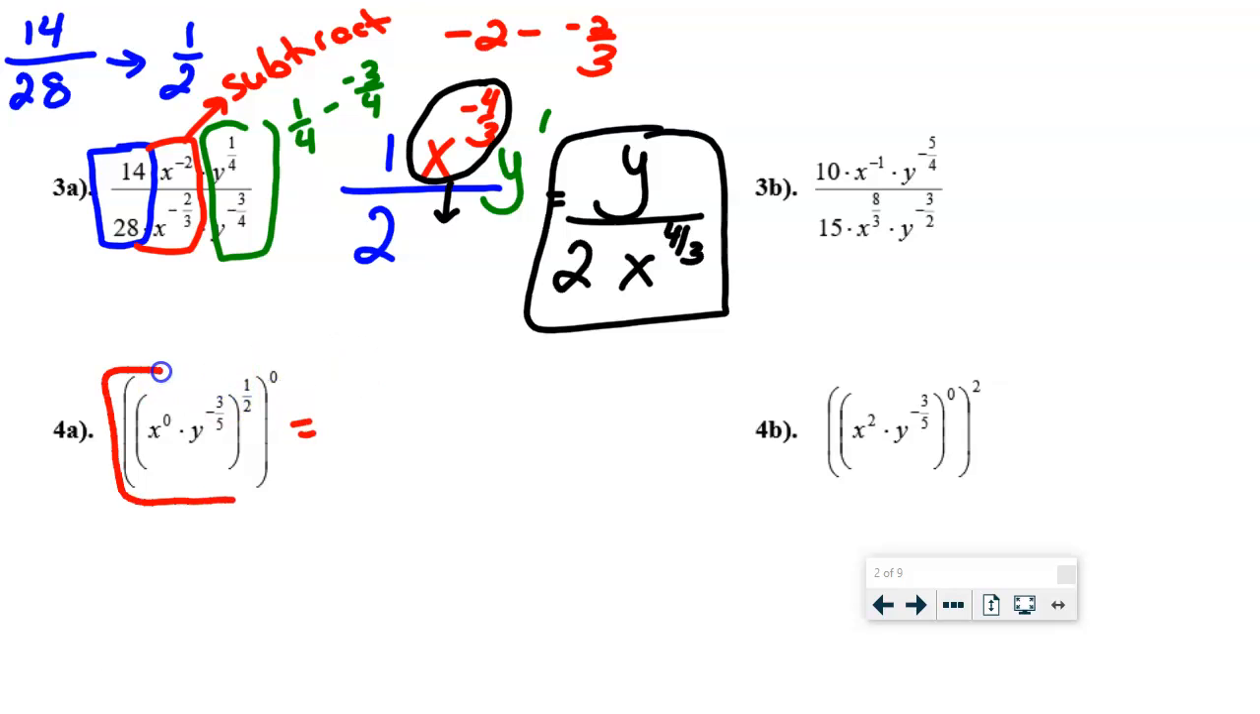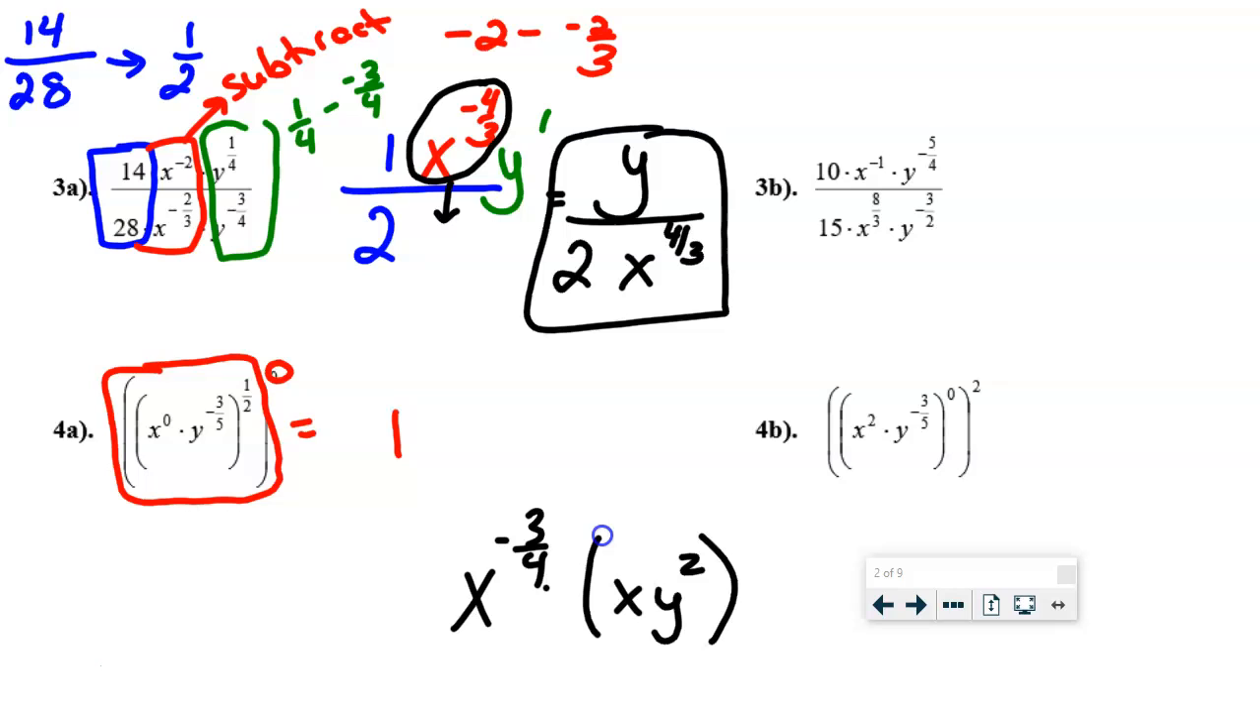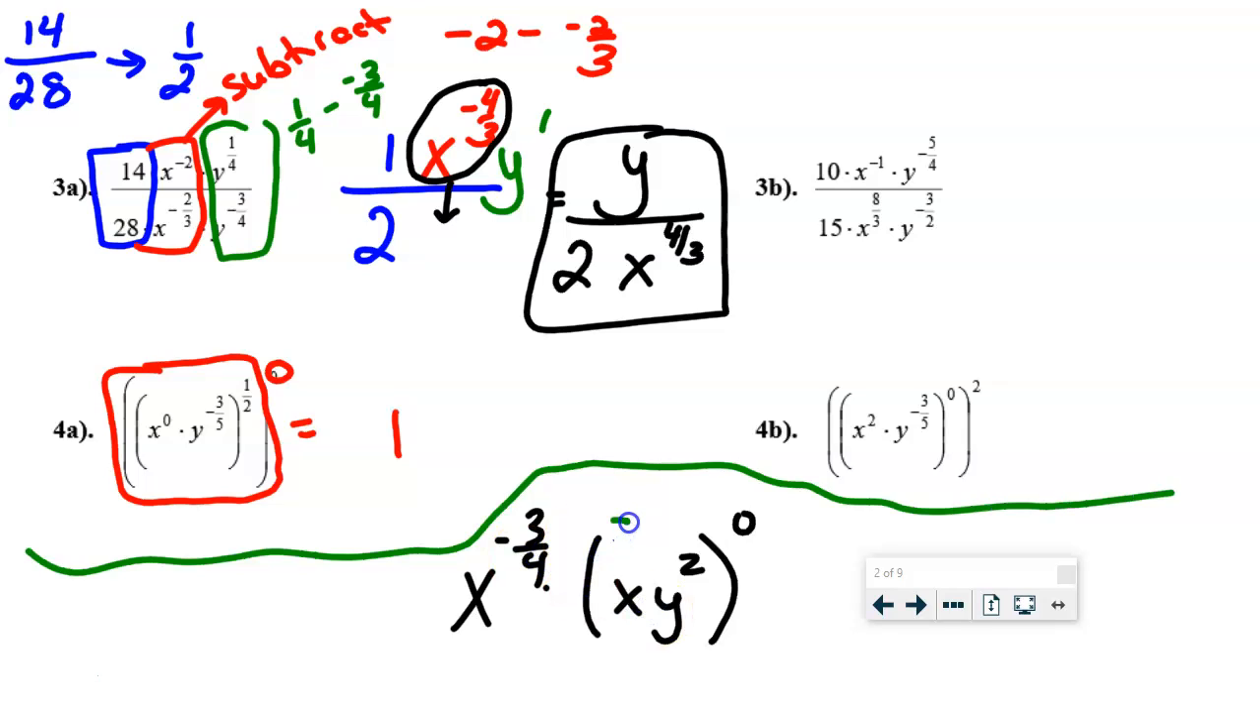So all of this, because it's being raised to the 0 power, it means that is all equal to 1. So just keep that in mind. Be careful though, because I think we had a question on the last test where there was like x to the negative 3/4 times, and then it had a bunch of stuff. I'm just going to make this up. Like this. Well, in this case, and this is a totally different problem, so ignore me if you're jumping in with us.